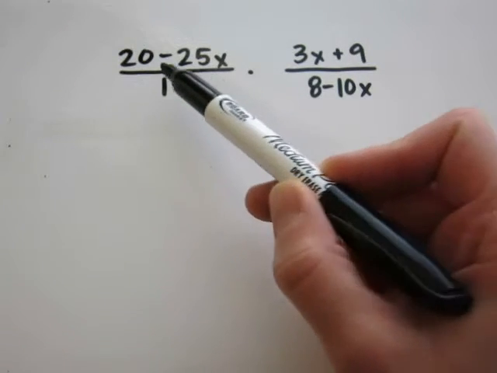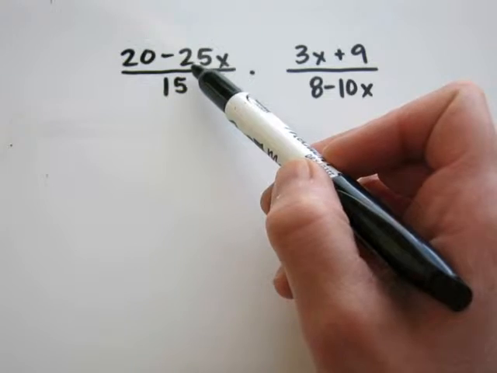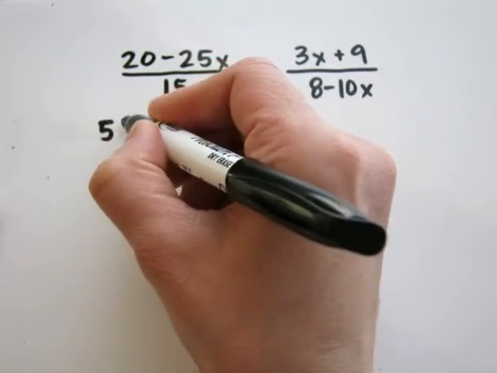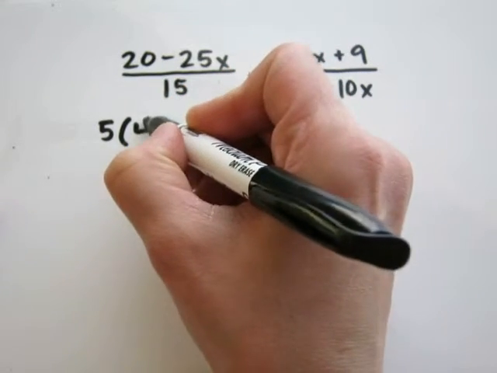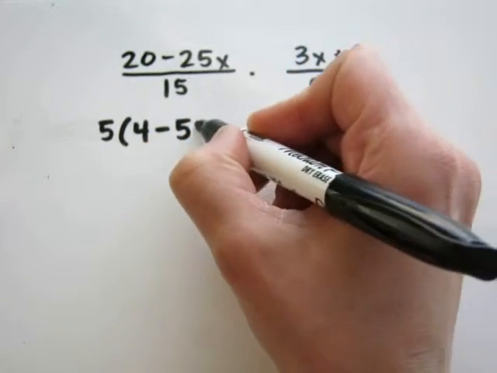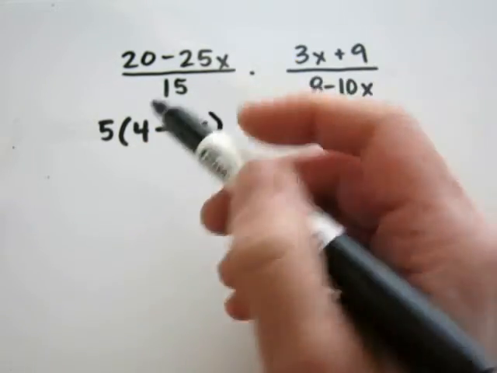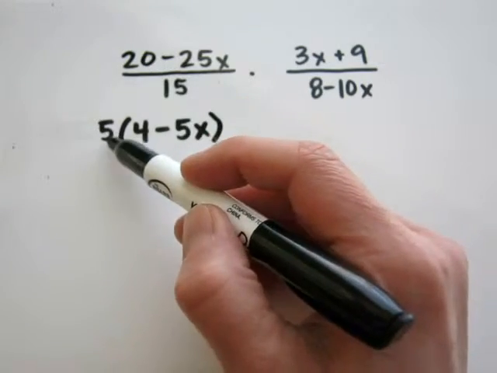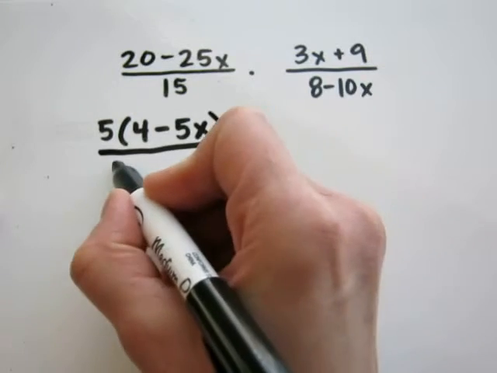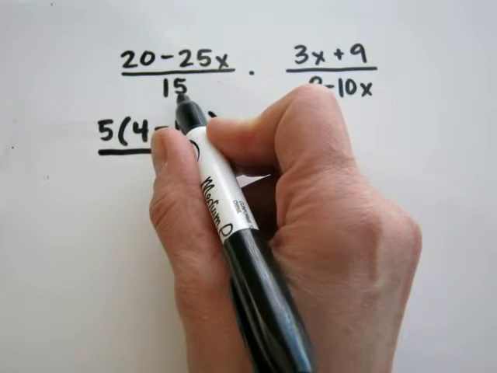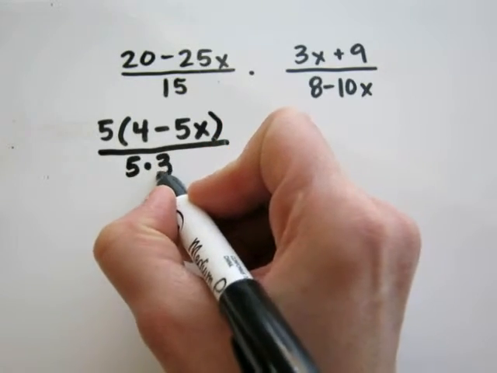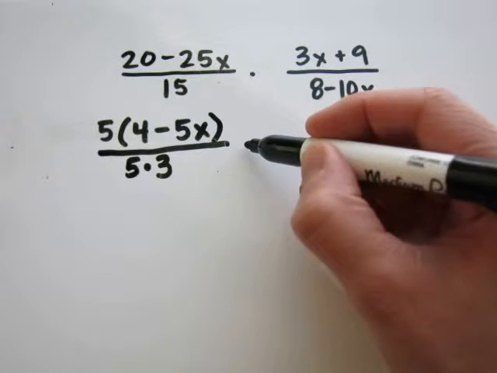Problem 10: 20 minus 25x over 15 times 3x plus 9 over 8 minus 10x. Starting with this side, 20 and 25 are both multiples of 5, so I can factor a 5 out. 20 divided by 5 is 4. 25 divided by 5 is 5. Keep the x. So 5 times 4 is 20. 5 times 5x is 25x. The bottom, 15, is also a multiple of 5. So 5 times 3 is the same as 15.